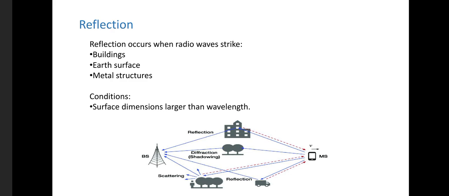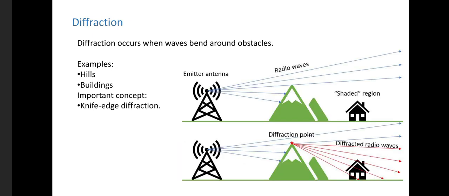Reflection will be happening, and the condition is that the surface dimension is very large compared to the wavelength. You all know very well that millimeter wave has a very short wavelength, so obviously reflection may not be a major cause for this. And coming to diffraction, diffraction occurs when the wave bends around obstacles. You can easily see the diagrams.